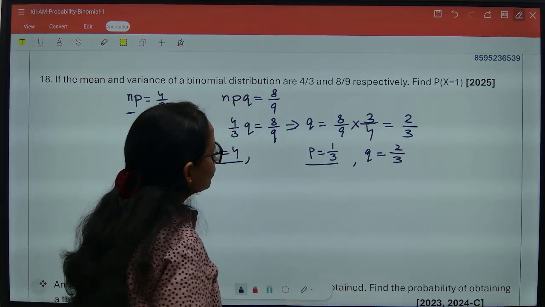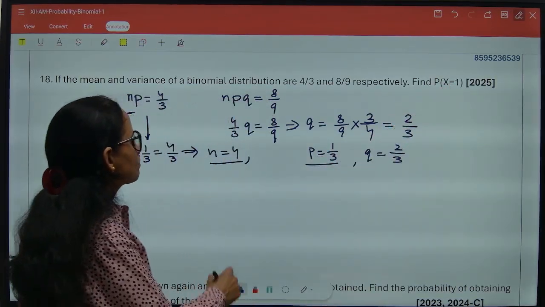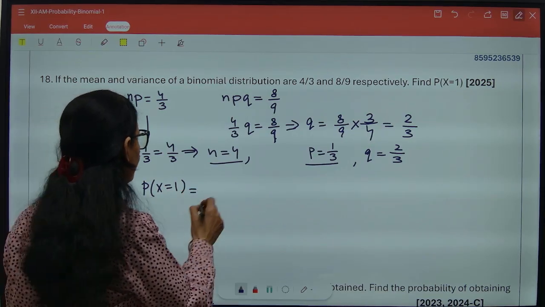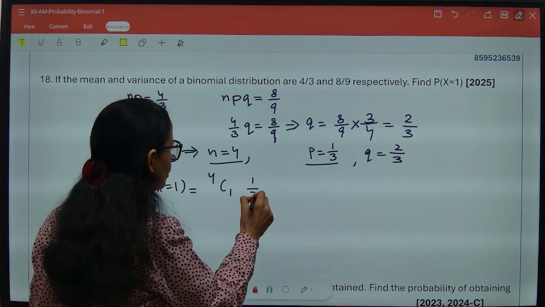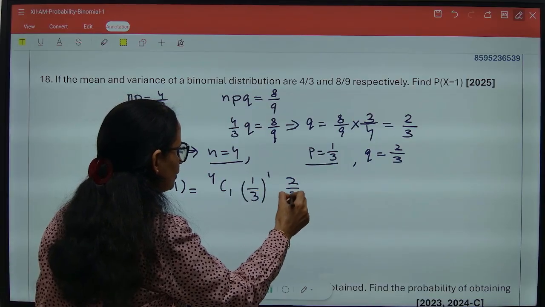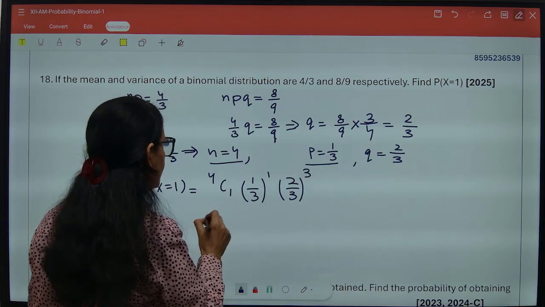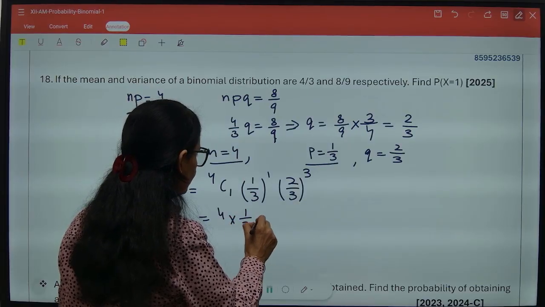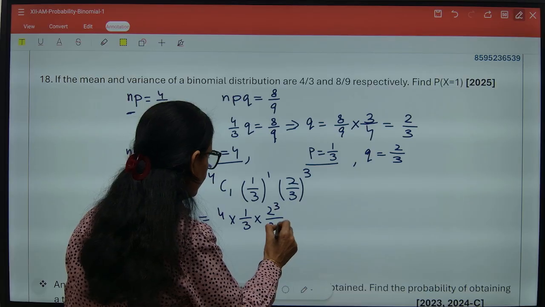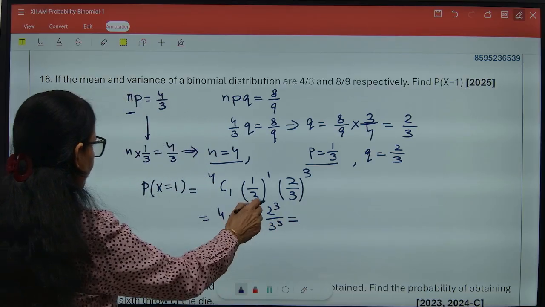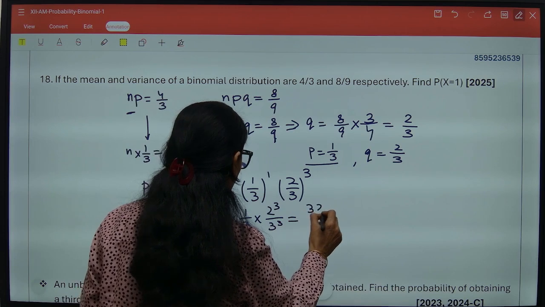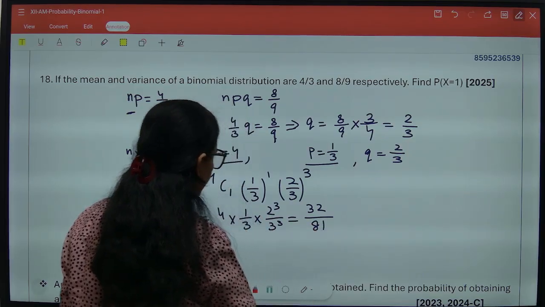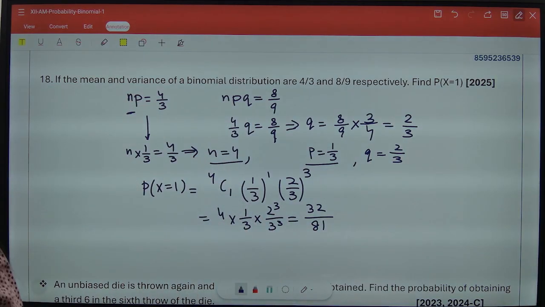Now we have all the 3 values. We can easily find the probability of X being equal to 1. So probability of X being equal to 1 is going to be 4C1 (1/3)^1 (2/3)^(4-1), that is 3. So 4C1 is 4 into 1 by 3 into 2 cube upon 3 cube. 2 cube is 8, 4 into 8 is 32, and 3 cube into 3 is 81. So the probability is 32 by 81.